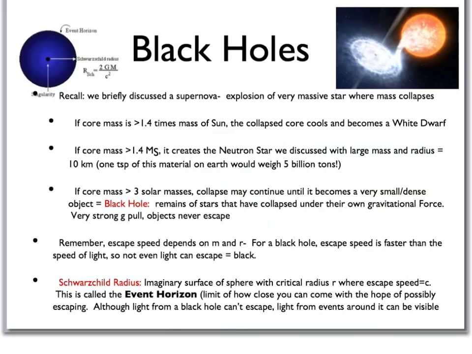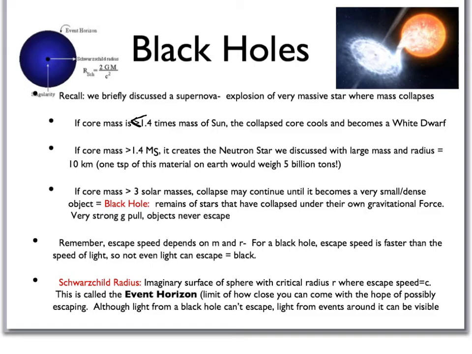Another really interesting application to look at would be black holes. Now remember, we briefly discussed the idea of a supernova, where you have this explosion of a very massive star. And in that explosion, the mass of that star now begins to collapse. Now, if that core mass is less than 1.4 times the mass of the sun, that collapsed core will probably just sort of cool down and become a white dwarf star, just another type of star.